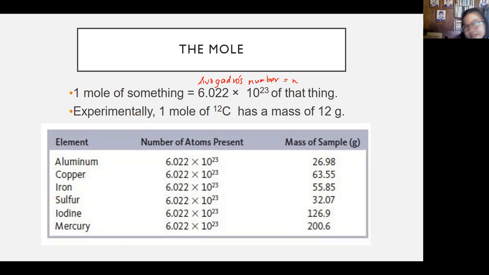So experimentally, 1 mole of carbon-12 has a mass of 12 grams. Ito lang yung nakikita natin sa periodic table. So let's see in this table, we have different elements: aluminum, copper, iron, sulfur, iodine, and mercury. Sila ay may mga individual masses which can be found in the periodic table. However, in every 1 mole, ang values nila parehas lang.